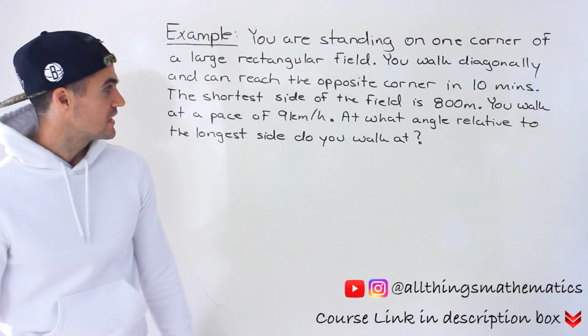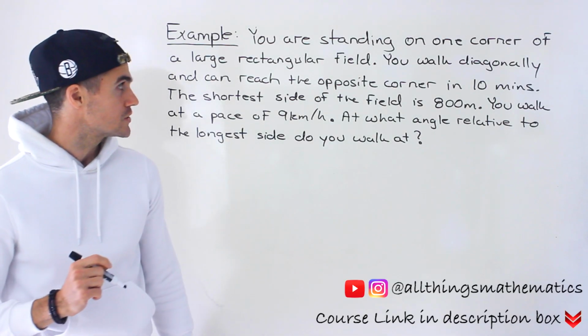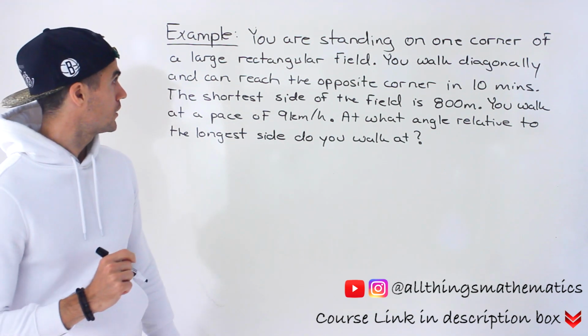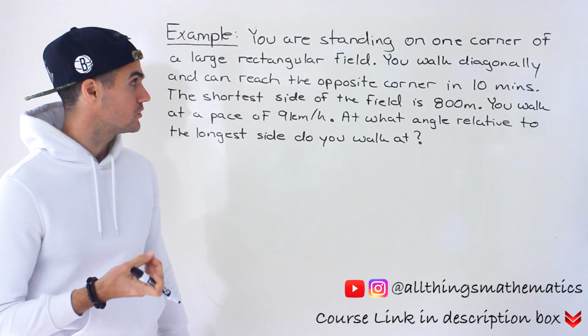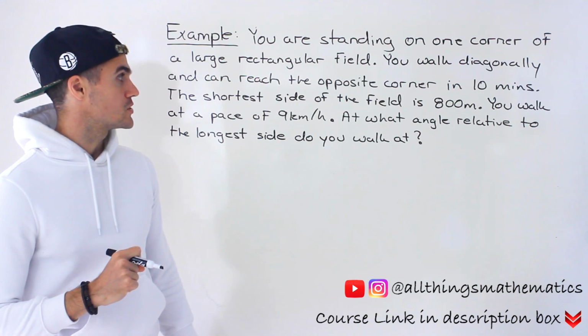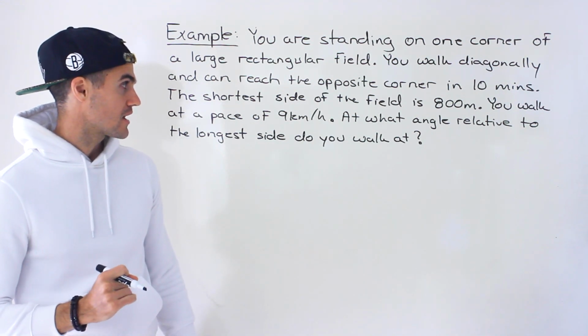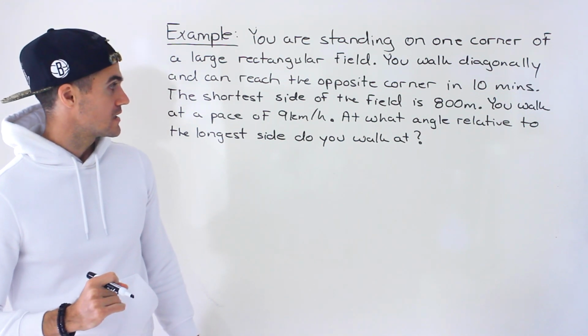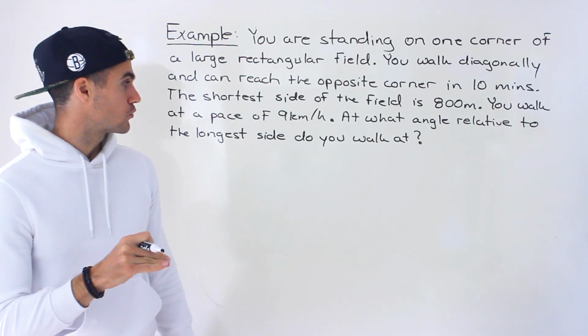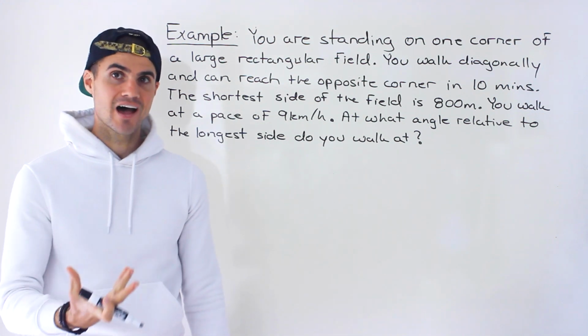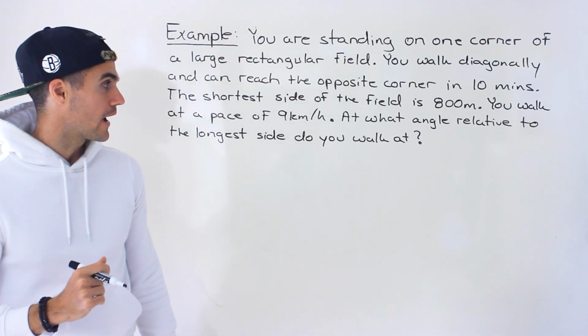Patrick here. Moving on to the next question, still dealing with trigonometry. So you are standing on one corner of a large rectangular field. You walk diagonally and can reach the opposite corner in 10 minutes. The shortest side of the field is 800 meters. You walk at a pace of 9 kilometers per hour. At what angle relative to the longest side do you walk at?